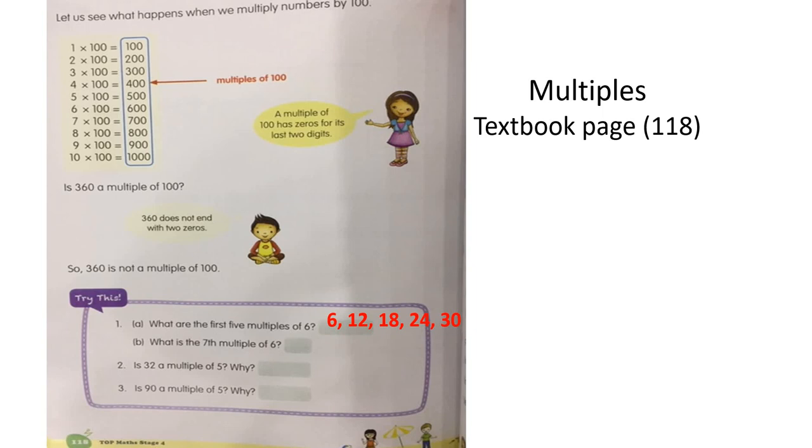What is the 7th multiple of 6? They just need the 7th position, so you multiply 7 times 6 equals 42. And is 32 a multiple of 5? What do you think? You have to look at the ones place. Is it 0? No. Is it 5? No. So it's not, because the ones place is not 0 or 5. Is 90 a multiple of 5? Yes, sure, because the ones place is 0.